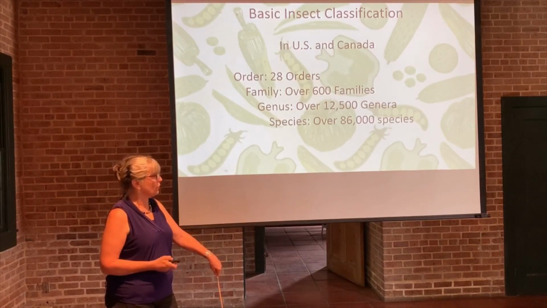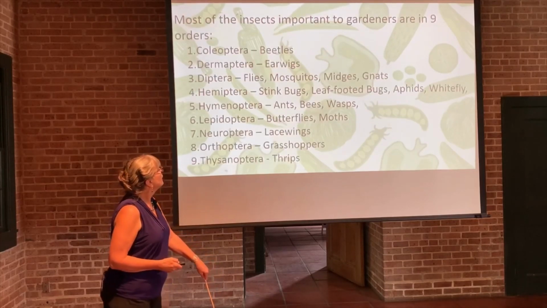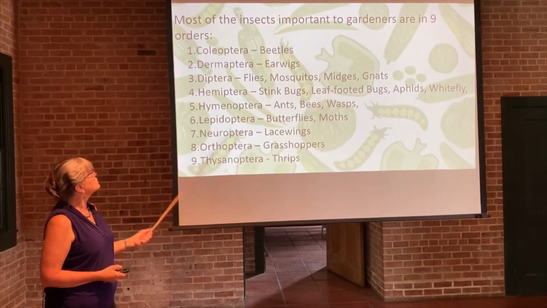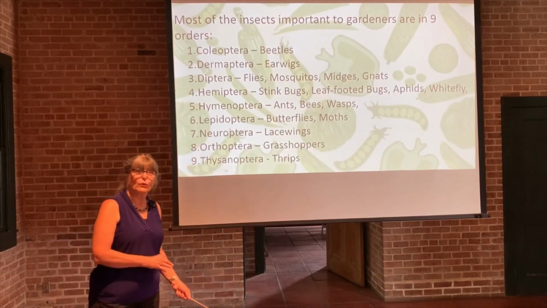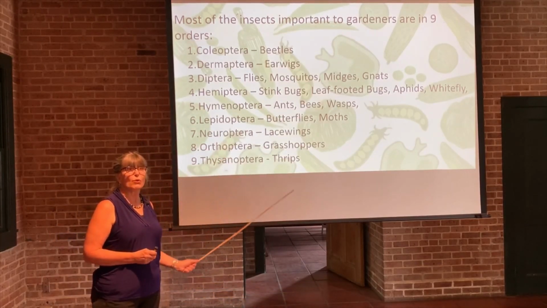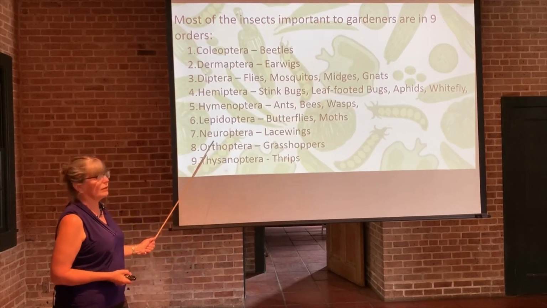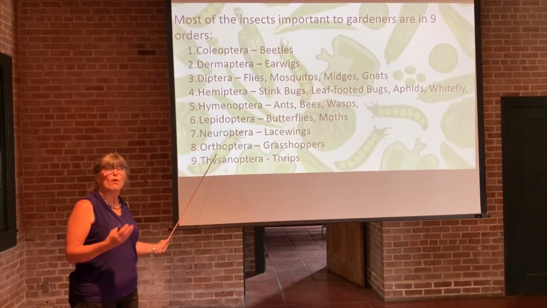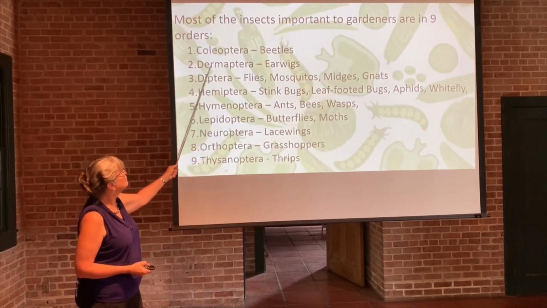Most of the insects important to your gardens are in 9 orders. So you don't have to worry about all insects, but these are the most important ones that you're likely to encounter in your gardening. You don't need to remember these. We're going to go over these a little bit, but here are just some common examples.